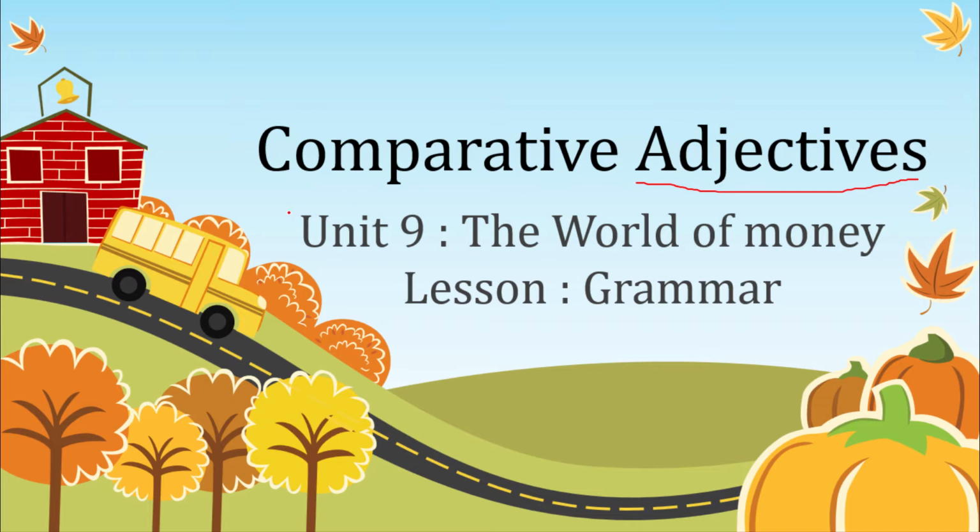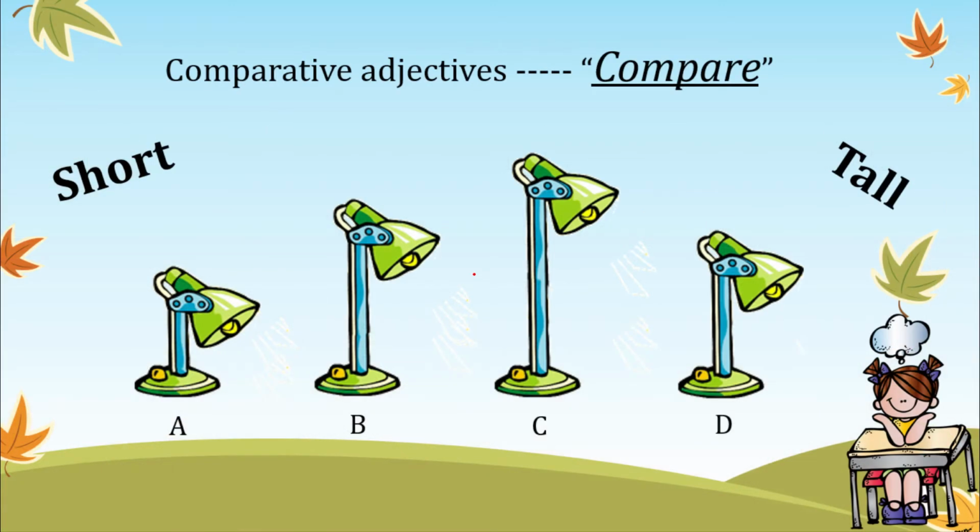This lesson, as you can see, is in Unit 9, the world of money. It's a grammar lesson. And if you remember, last week we studied the vocabulary of Unit 9 and grammar number 1. This is grammar number 2. Let's move on. So, as I said, comparative adjectives is using adjectives to compare between people, objects, or anything.